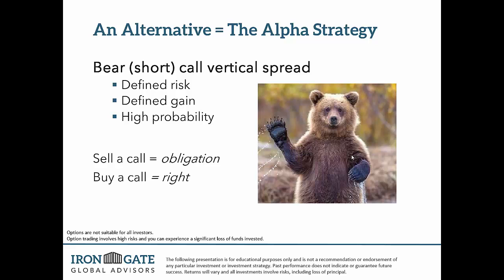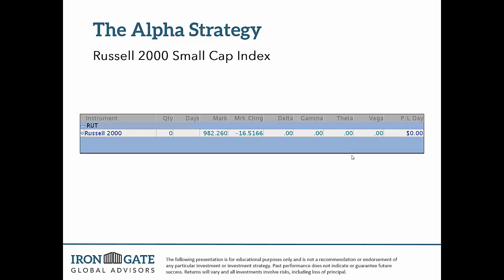Well, in a short call vertical spread or bear call vertical spread, at the same time I'm going to sell a call, I'm going to buy a call, which gives me the right. And I'm going to break this down a little bit more. It's hard just to look at those two lines and understand it without looking at an example. So I'm going to look at an example. And this is the alpha strategy, as we call it, right? This is the Russell 2000 small cap index that is correlated in a very similar way to the S&P 500. Okay, but it's looking at small cap stocks.